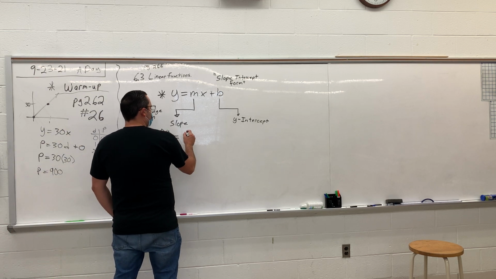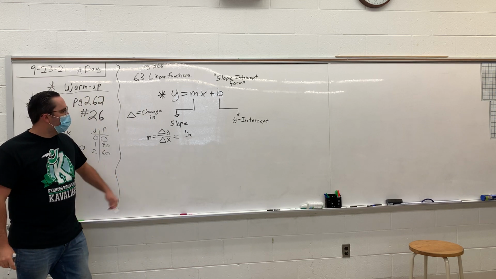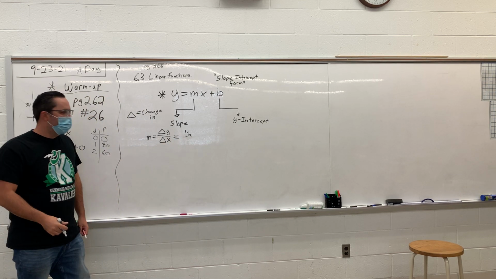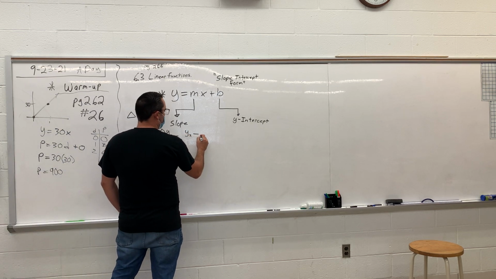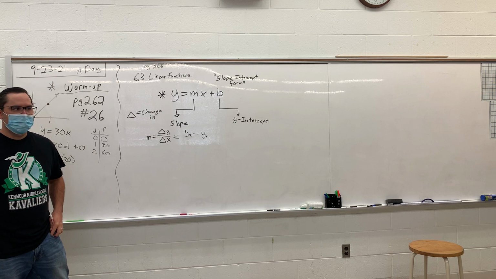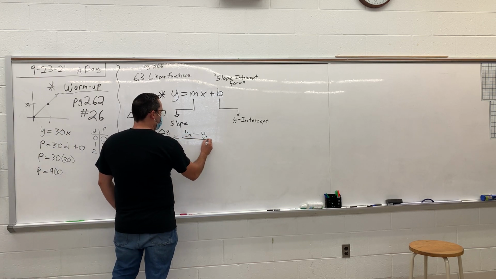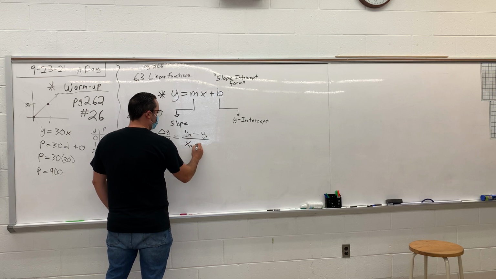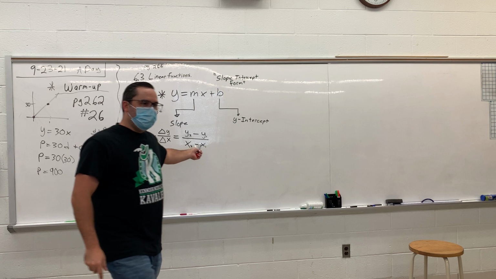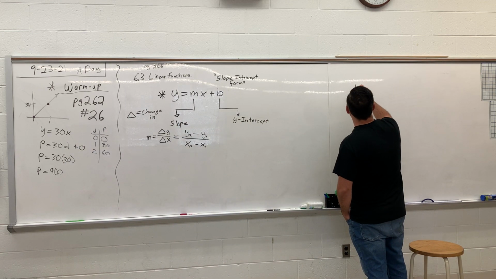We take our second y coordinate. We call this y sub 2. It's a little 2 to the bottom right. We subtract our first y coordinate, y sub 1, and we divide that by our second x coordinate minus our first x coordinate. Now these little numbers you haven't really seen before, but they're called subscript.